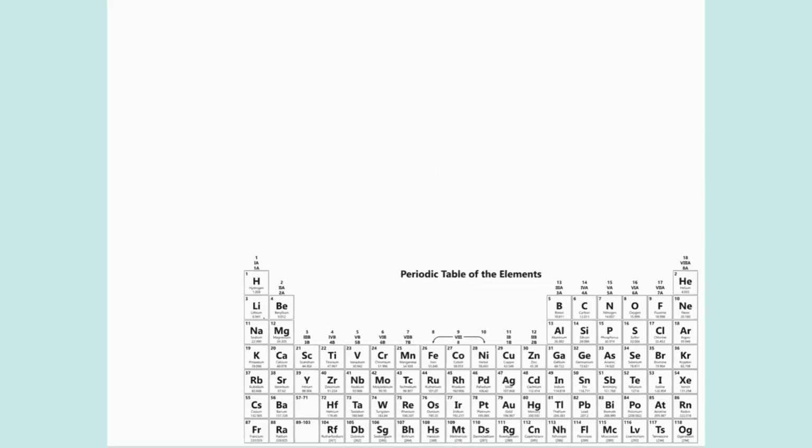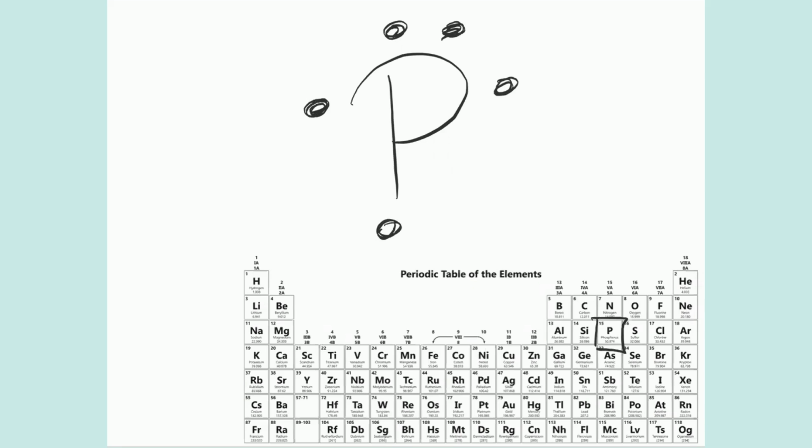Okay, I'm going to do a few more. Feel free to pause the video as I introduce the element so that you can practice drawing it before checking your answers. So let's go ahead and do phosphorus next. So go ahead, pause the video, try to draw it, and then now check your answers. So phosphorus is in group 15. 1, 2, 3, 4, 5. Your Lewis dot diagram should look like that.